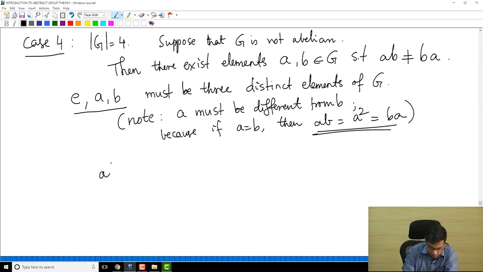So, now what must be ab? By the previous case, what can ab be? Can it be e? Let us explore that. Can it be a? Can it be b? Okay. So, can ab be e? If ab is e, a and b are inverses of each other.